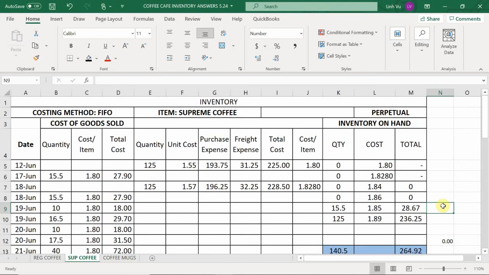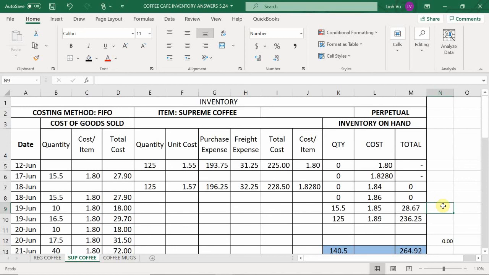Where do you put your total cost, your quantity, your purchase, your freight, your items? Okay, so on my inventory on hand, why do I have two lines, one for 15 and a half and one for 125? Why couldn't I just add it all up together?